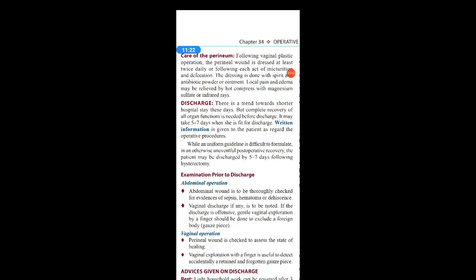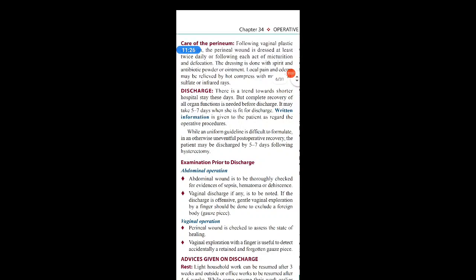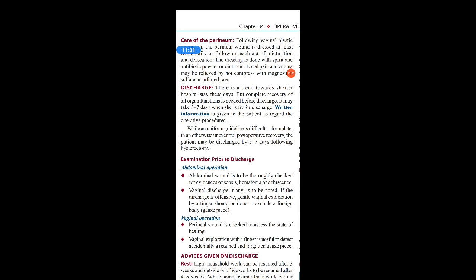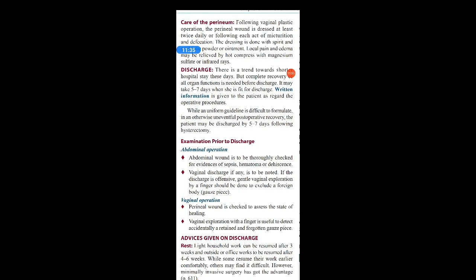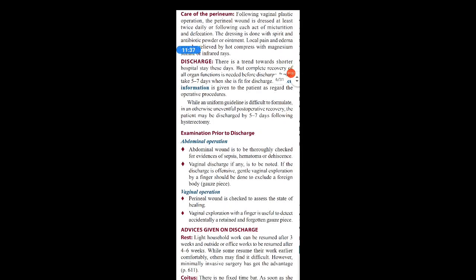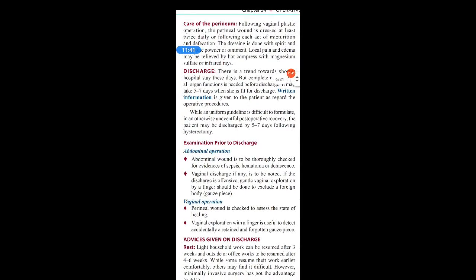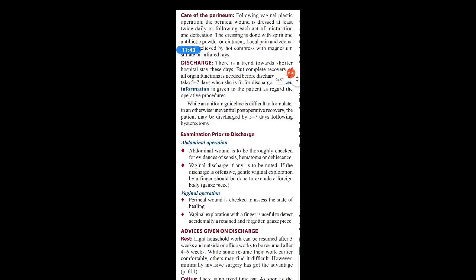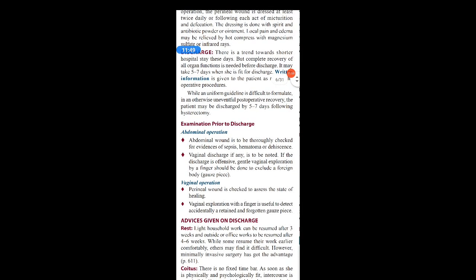Discharge: there is a shorter hospital stay these days, but complete recovery of all organ functions is needed before discharge. It may take 5 to 7 days when she is fit for discharge. Written information is given to the patient regarding the operative procedures. While a uniform guideline is difficult to formulate, in an otherwise uneventful post-operative recovery the patient may be discharged by 5 to 7 days following the hysterectomy.